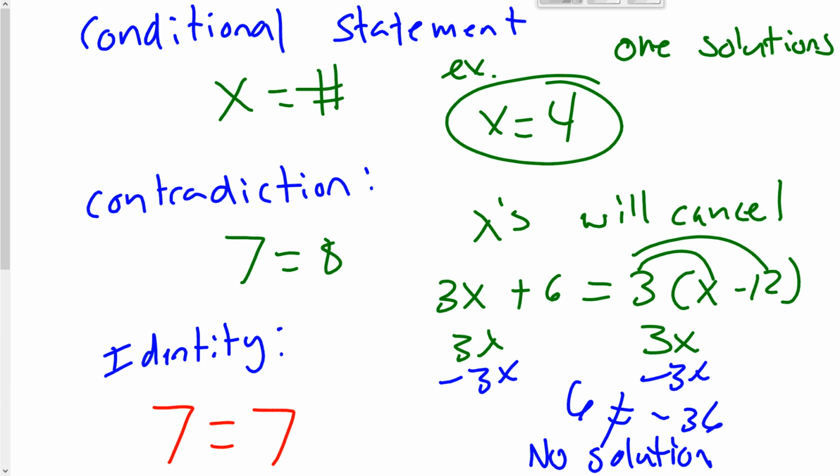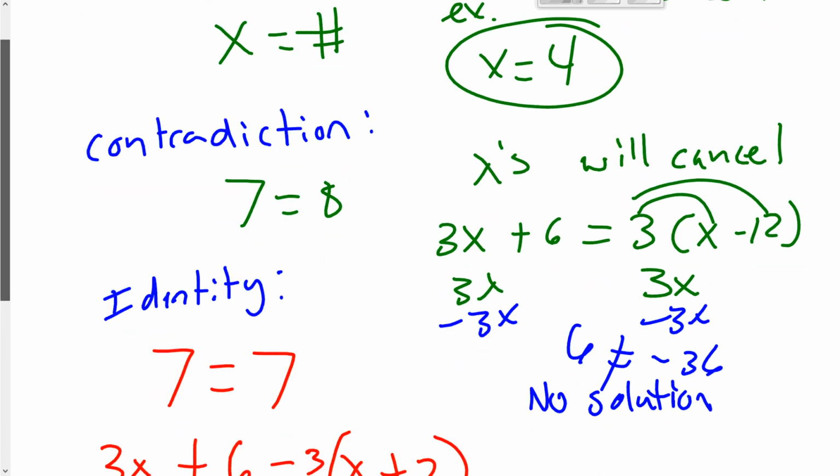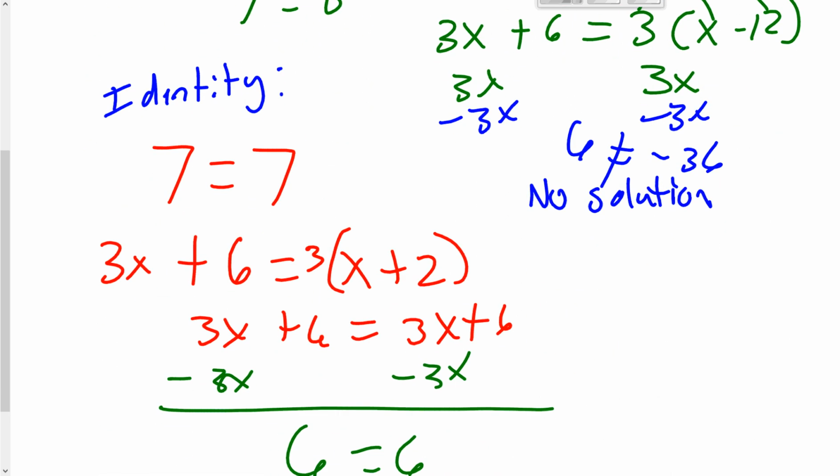If I plug in any number but x equals 4, it's not going to be true. The contradiction, I can't plug anything in for x. It will never be true. And the last one, I can plug anything in for x and it will be true.